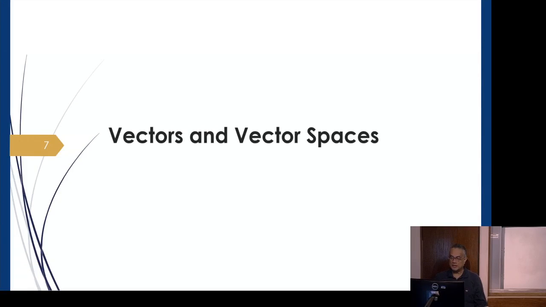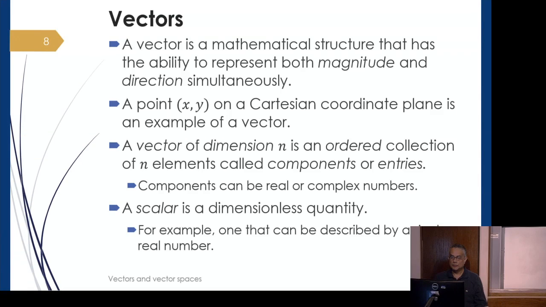So vectors and vector spaces. Most of us remember this, of course, but a vector is simply a mathematical structure that has two attributes. It has a magnitude, which is the size, but also a direction.